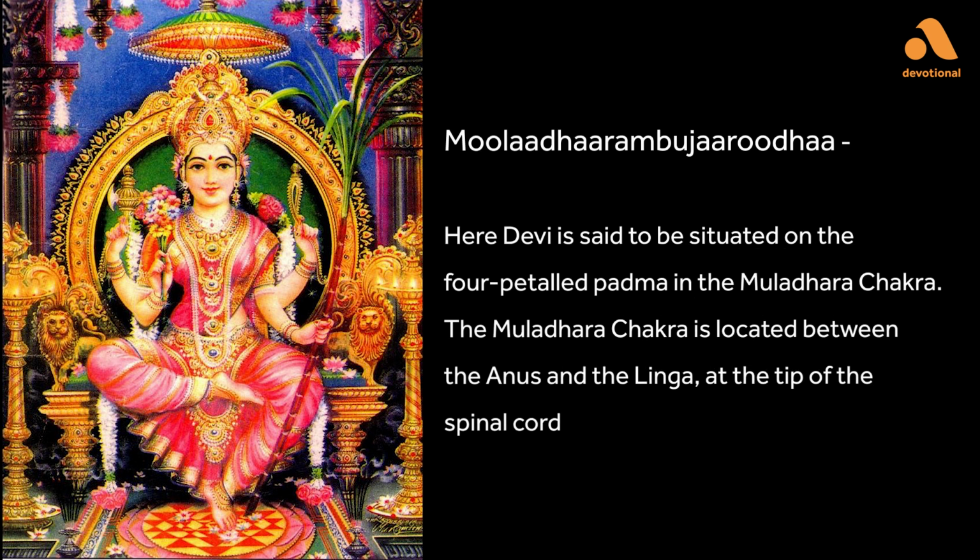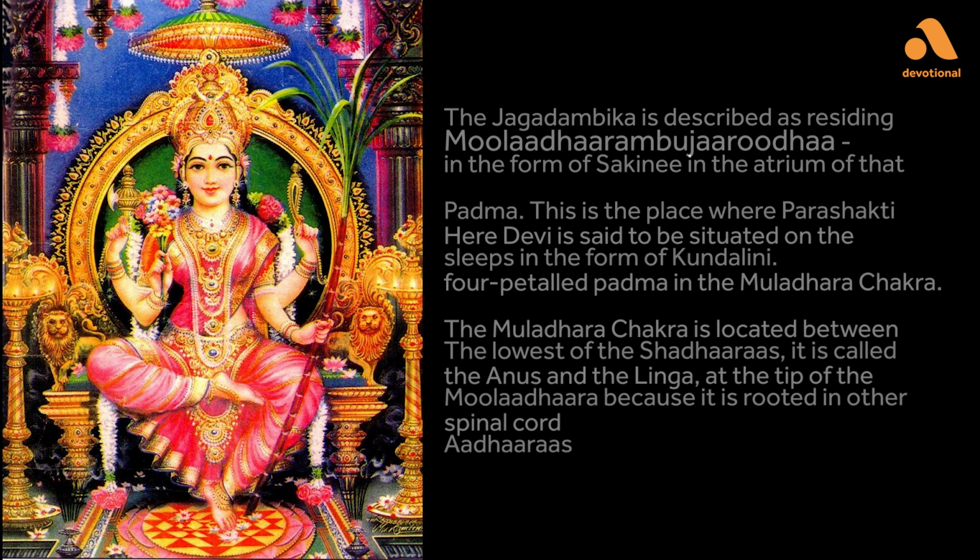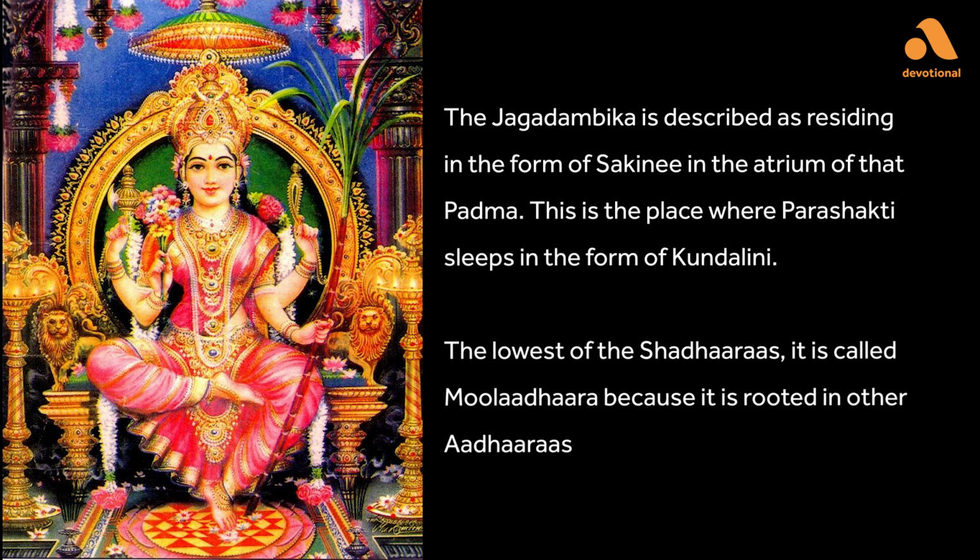Mooladharambujarudha. Here, Devi is said to be situated on the four-petaled Padma in the Mooladhara Chakra. The Mooladhara Chakra is located between the anus and the linga at the tip of the spinal cord. Jagadambika is described as residing in the form of Sakini in the atrium of that Padma. This is a place where Parashakti sleeps in the form of Kundalini. The lowest of the Shadadharas, it is called Mooladhara because it is rooted in the other Adharas.